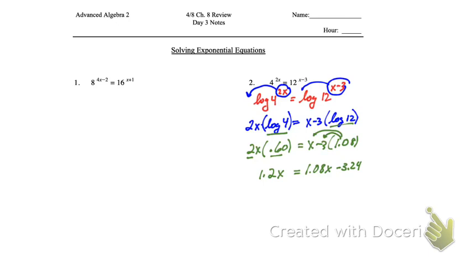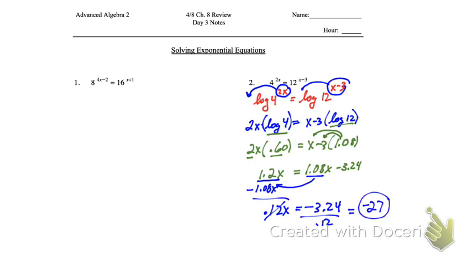Now again, old-fashioned problems. Yes, it's got decimals. Think like money, which is smaller, $1.20 or $1.08? $1.08 is, so I'm going to subtract this over. And I get 0.12x equals negative 3.24. Then I just simply divide by my 0.12, and we get an answer of negative 27.